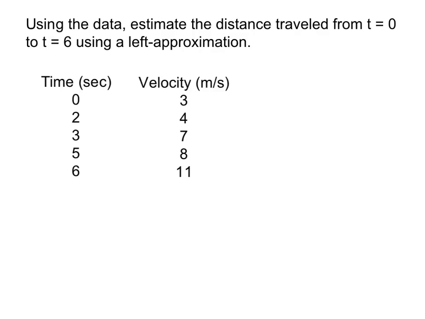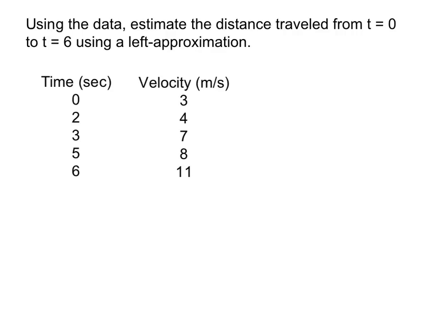All right, this is going to be the last example that I'm doing. I'll give you a second to kind of write this down, or you can hit pause. But we are going to use data in a table this time and not an equation for our function, or not an integrand that we are given. We are going to estimate the distance that's traveled of a particle or an object from t equals 0 to t equals 6, and we're going to use a left approximation.